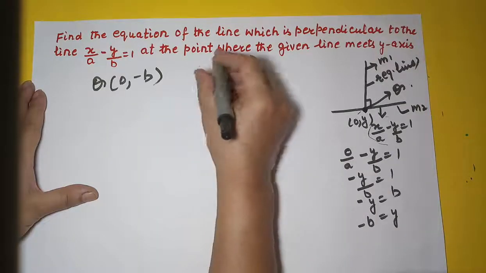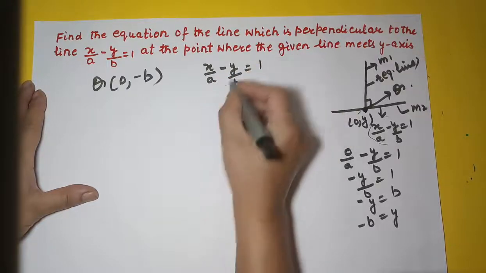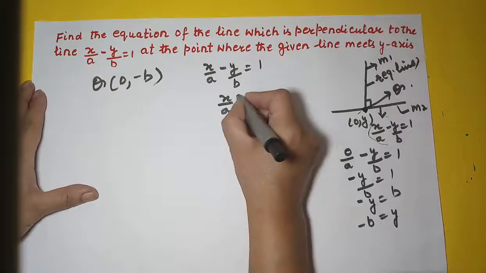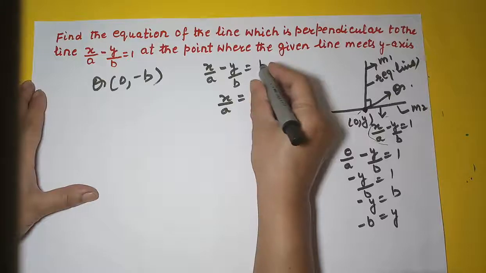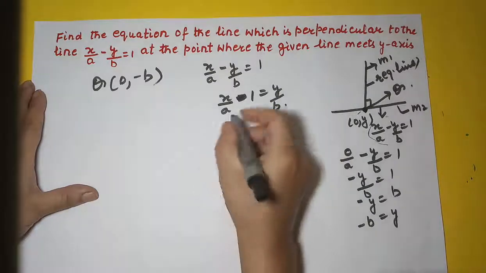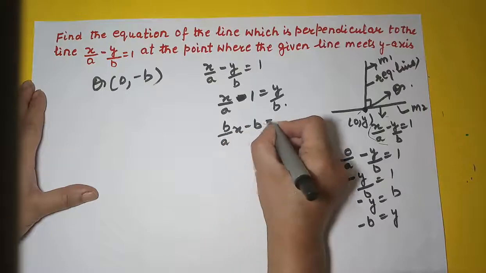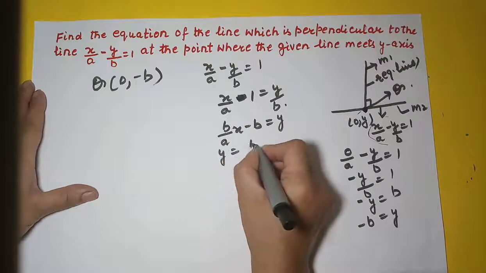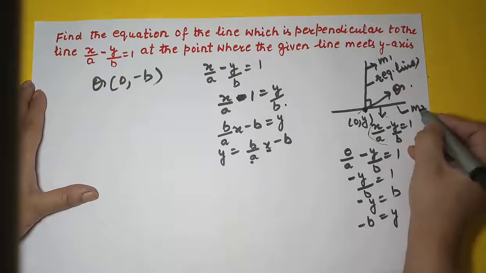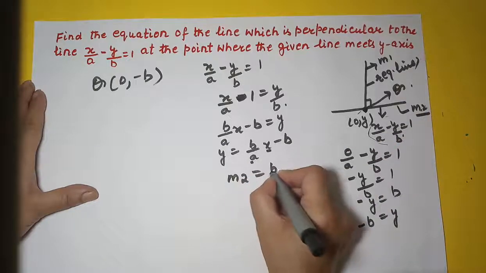So let's find that. We have x by a minus y by b equal to 1. Let's shift this to this side. We'll get x upon a is equal to, okay, this also this side, minus 1 is equal to y upon b, right? So if we cross multiply, we will get b by a x minus b equal to y, or in other words, y is equal to b by a x minus b. So the coefficient of x will become the slope of this given line, which we have kept as m2. So m2 is equal to b by a.